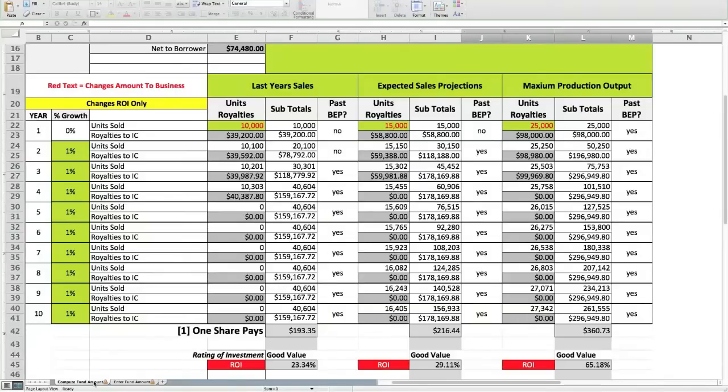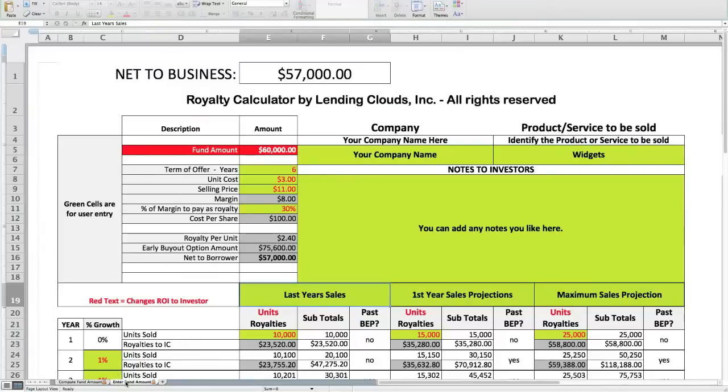We've got the compute the fund amount spreadsheet, and we've got the enter the fund amount spreadsheet. And these are different things depending upon what you want to do. For instance, if I know the amount of money that I want, then I'll use the enter the fund amount. If I'm not sure how much money I can get based upon what I'm selling, how many I'm selling, and so on, a good way to go is to compute that fund amount. We're going to do that second.